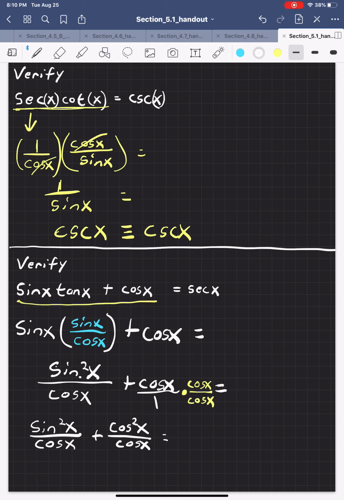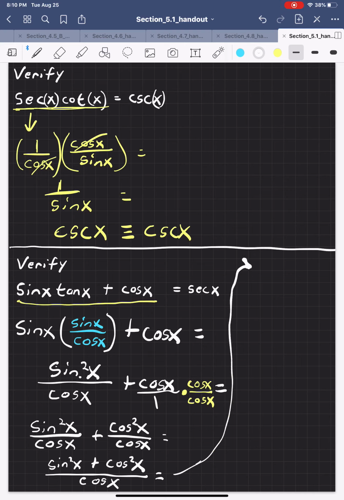All of that work just to have a common denominator, and now I'm able to add my fractions. So I'm going to add my two fractions, and what I'll have at this point is sine squared x plus cosine squared x over cosine of x. All right, if you don't mind, just follow me up here.